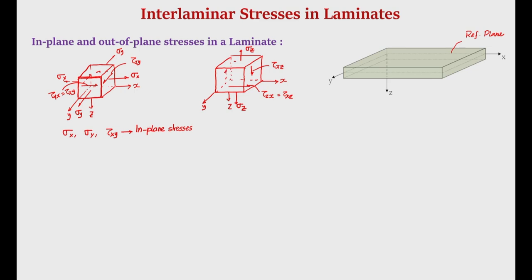Similarly, there will be such stresses on the opposite faces also. So, tau xz. Similarly, the z plane and y direction is tau zy, and the y plane z direction is tau yz, and tau zy is equal to tau yz because of cross shear. Similarly, on the other faces, which I have not shown. Therefore, these three stresses, sigma z, tau xz and tau yz, are the out-of-plane stresses.